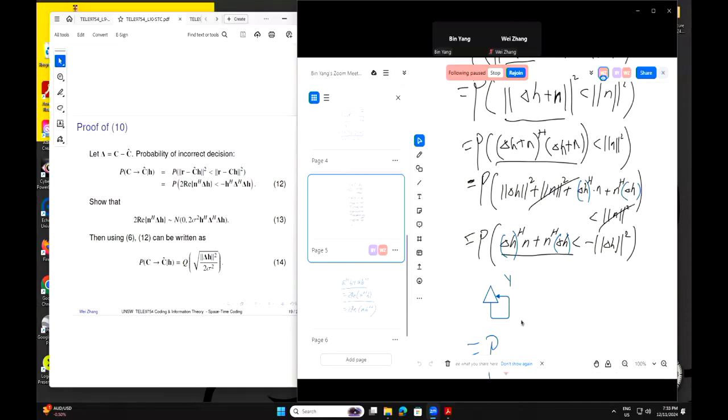So we can continue to write here. The probability, this one is equivalent to say that we have two real n Hermitian delta H smaller than minus delta H square. This step.